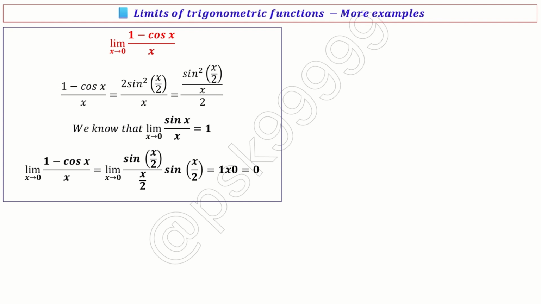Now I know that limit x tends to 0, sin of x by x is 1. So this is nothing but sin of x by 2 divided by x by 2, into sin of x by 2. So limit x tends to 0, this value is 1, and sin of x by 2 goes to 0. So 1 into 0, which is 0.